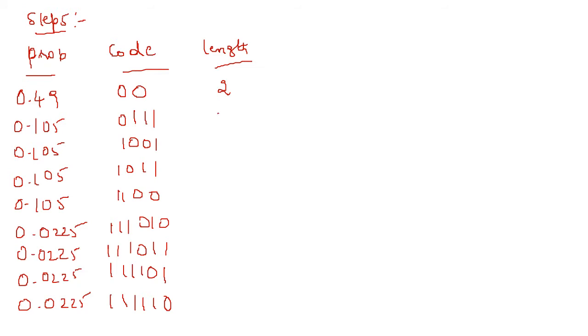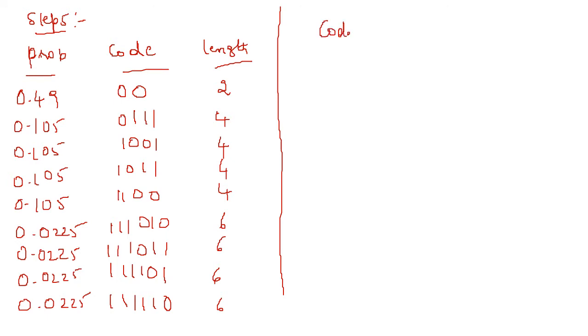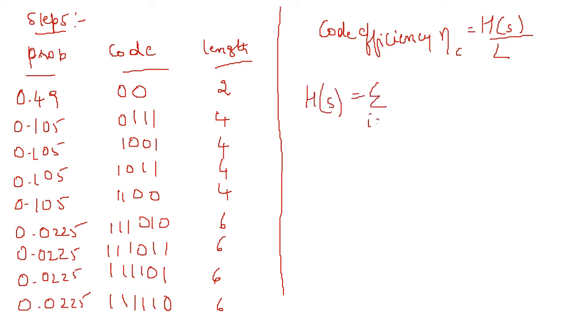We write the respective length of the code words. First code word is length 2, then 3, 4, 4, 4, 4, then you have 6, 6, 6, and 6. Then we are supposed to find the code efficiency for this particular Shannon's encoding algorithm. So code efficiency is given by the formula eta c, which is equal to H(S) divided by L. And H(S) is given by the formula summation i equal to 1 to q, and q is nothing but 9 symbols here, Pi into log 1 by Pi, to the base 2.